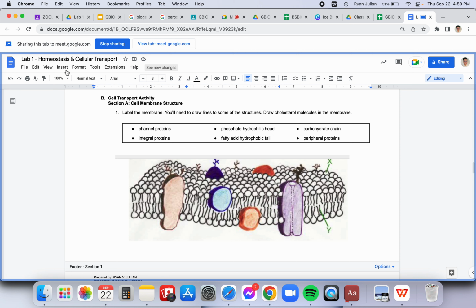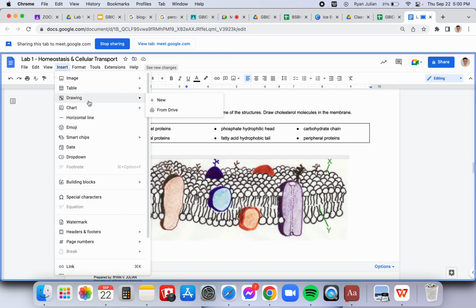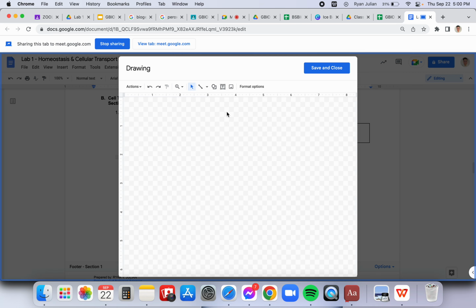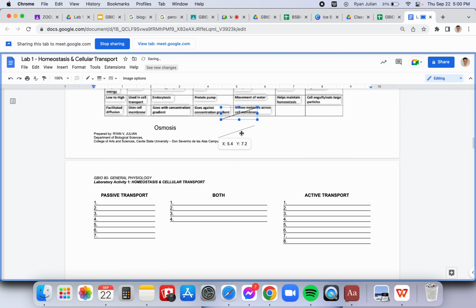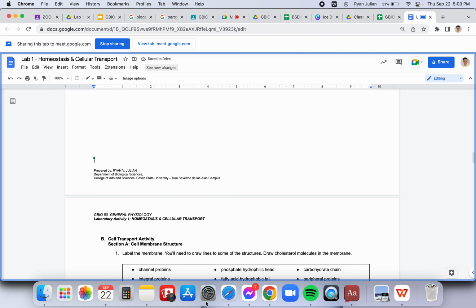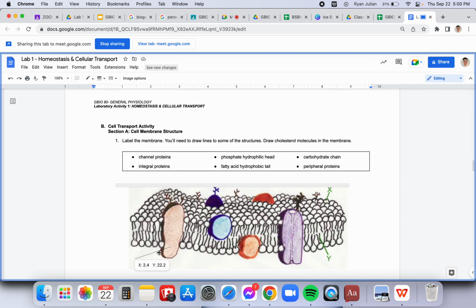So you can do it by drawing once again. How do you label? Insert and go to the drawing, new. And then you have to create a line, but it has to be a straight line. A line, like this. And then save and close. So your line is right over here, in front of text so it will be visible on the JPEG file that you have. And then just drag it here. For example, the structure is the channel proteins.